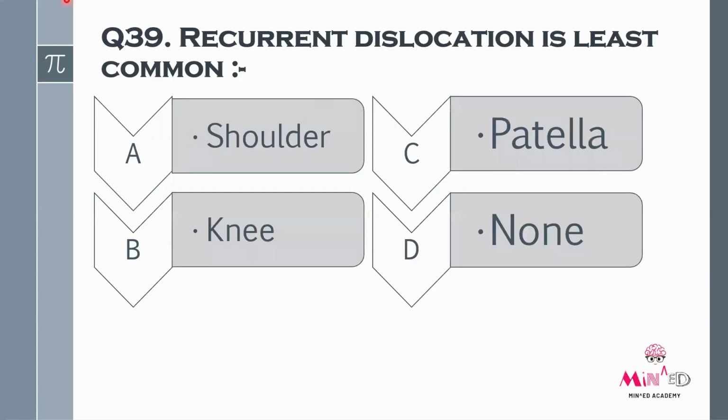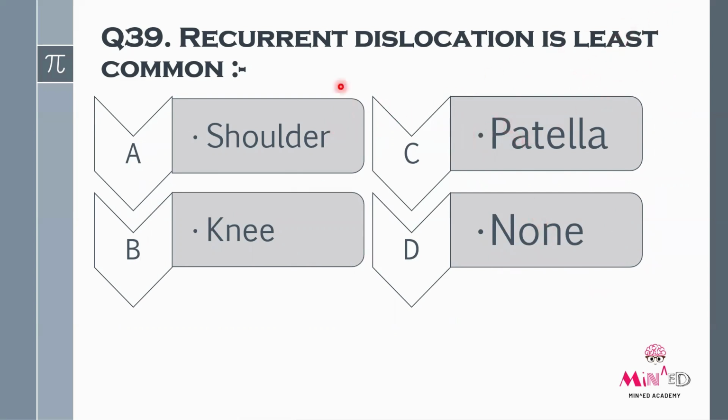So we'll move to our next question, that is question number 39. The question is, recurrent dislocation is least common in. Always read the question two or three times, because if you read it wrong, you might answer it wrong. It's asking least common. Option A is shoulder, option B knee, option C patella, option D none.